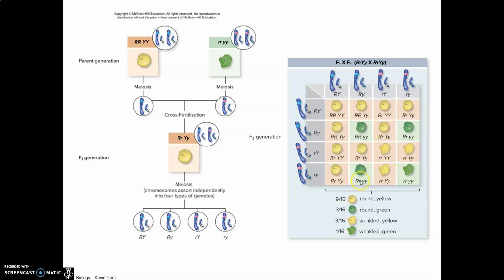Now you'll notice that the ratios are different now. And in fact, our Punnett square has 16 squares to it, 4 possibilities along each side. 4 by 4 is 16. So the ratios are 9/16 with the round and yellow phenotype, 3/16 with the round and green phenotype, 3/16 wrinkled and yellow, and then 1/16 that is homozygous recessive for both genes, and that would be our wrinkled green phenotype.